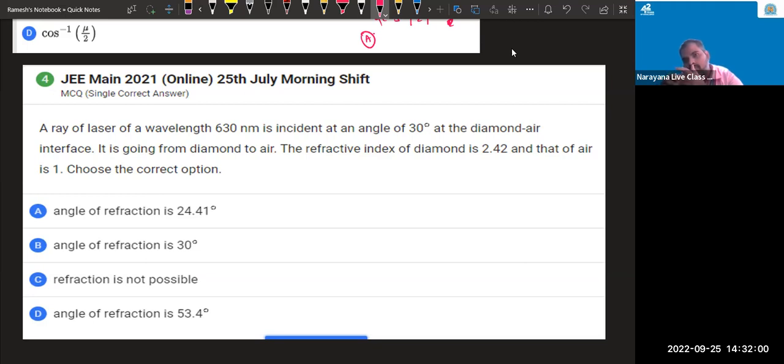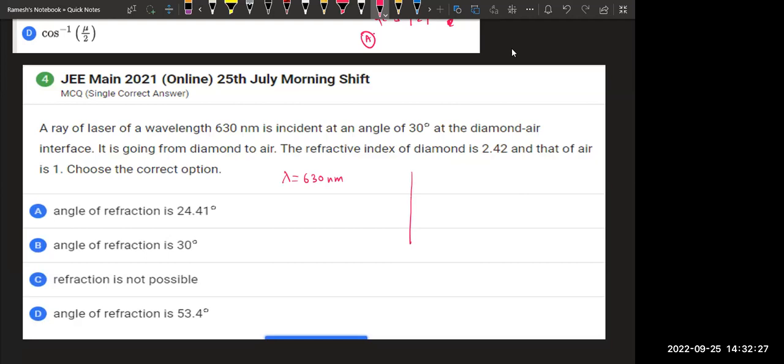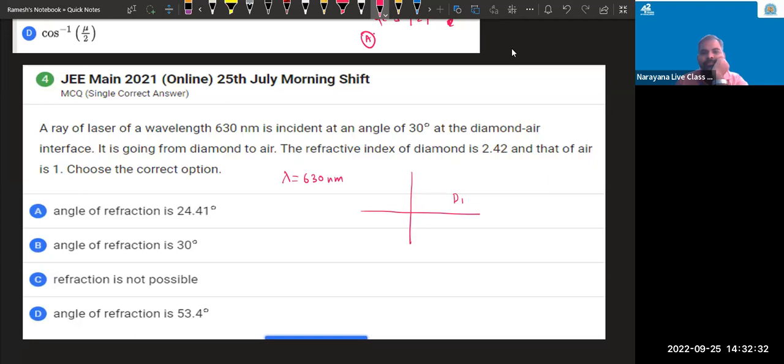Why did they give wavelengths? You didn't see any formula related to it. Okay, you see, the wavelength is 630 nanometer, incident at an angle. So at the diamond and air interface, I think refraction will not happen. We'll check it out.